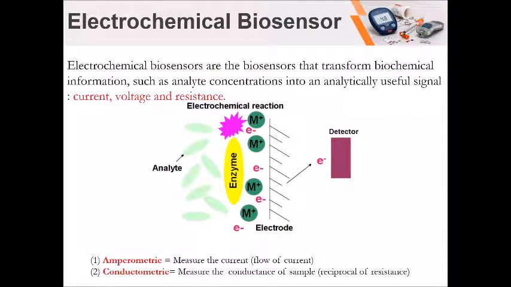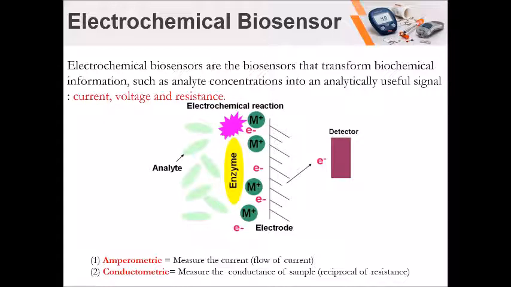Electrochemical biosensors are the biosensors that transform the biochemical information such as analyte concentration into an analytically useful signal such as voltage, current, resistance. From the figure, it is visible that when analyte comes in contact with the biorecognition element such as enzyme, an electrochemical reaction takes place. And after that, a transfer of electrons occurs. That means the ionic concentration of analyte and the pH values also change.